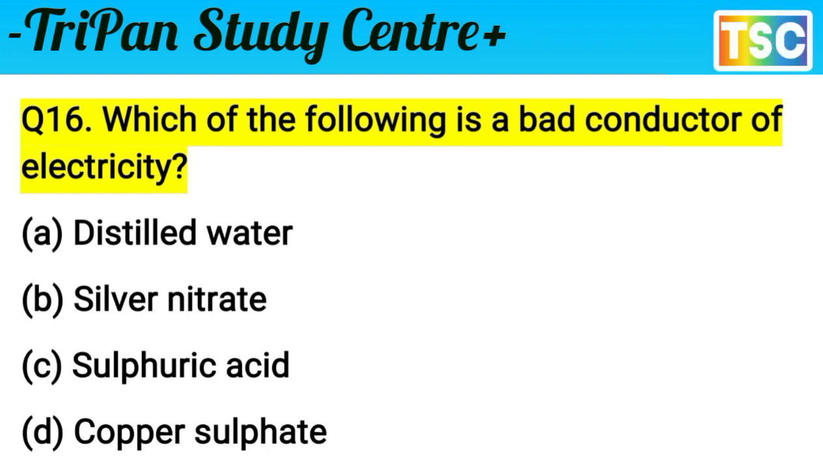Option A is digital water, B is silver nitrate, C is sulfuric acid, and D is copper sulfate. You know that this question is very interesting. Which of the following is a bad conductor of electricity? The answer is clear: digital water. It is not simple water. Digital water here is D2O, and normal water is H2O.